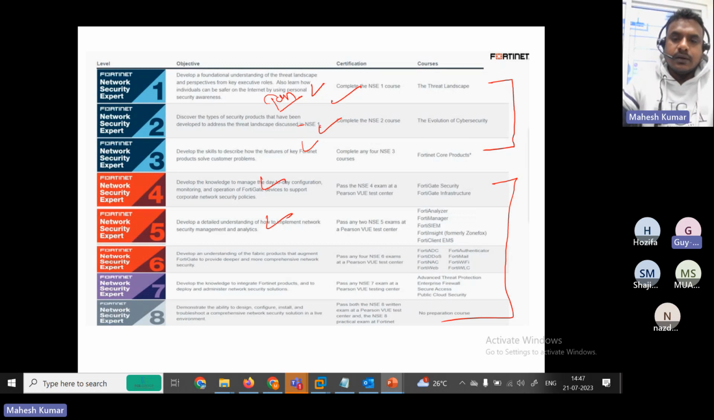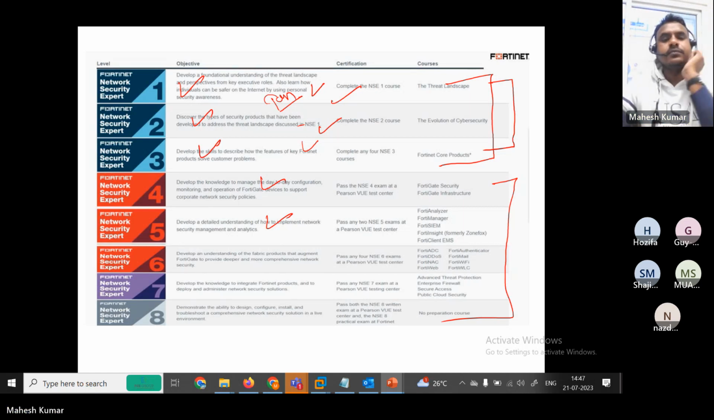How much is the exam cost? What's the exam cost from fourth to eighth? No, the first three, NSE 1, NSE 2, and NSE 3, are completely free. You just log in to their website, register yourself, and conduct the exam at the same time. Within an hour you can get all three certifications.